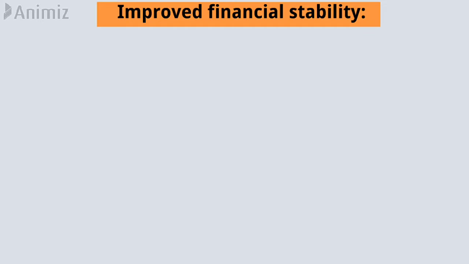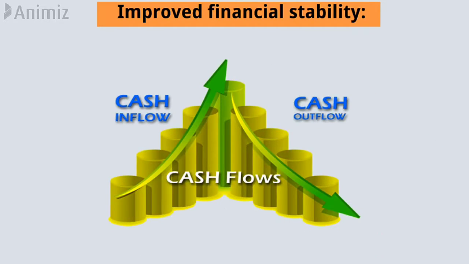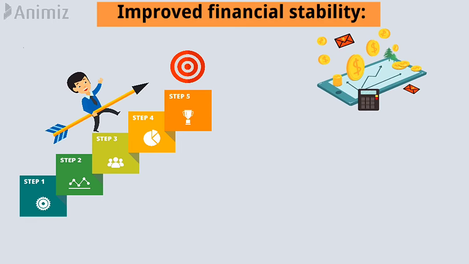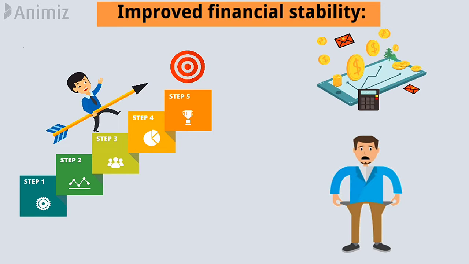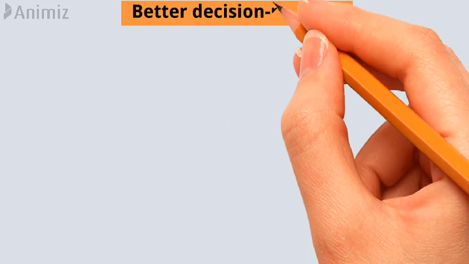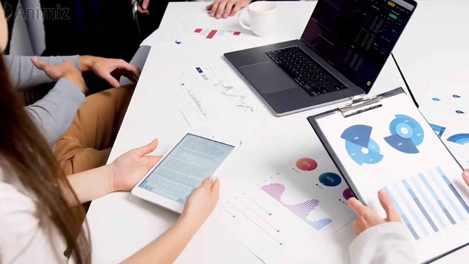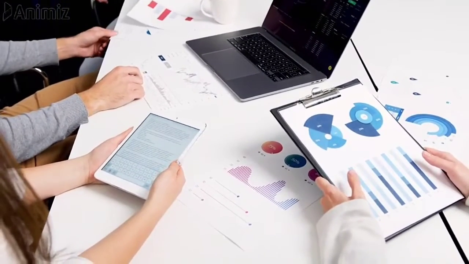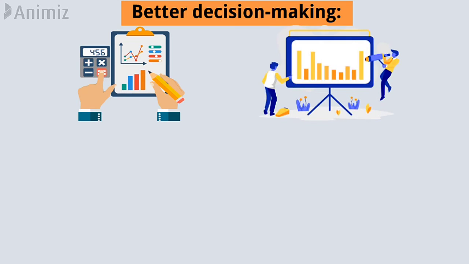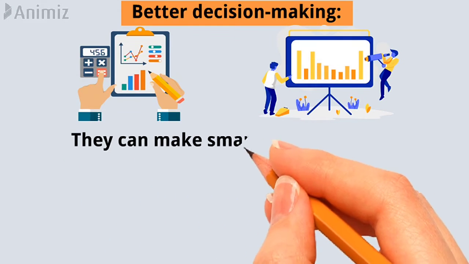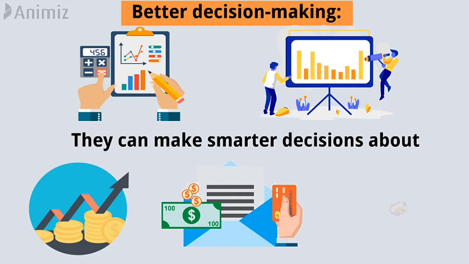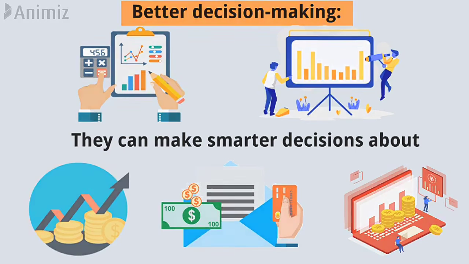By having a clear picture of their cash inflows and outflows, businesses can take proactive steps to manage their finances and avoid financial distress or even bankruptcy. Better decision-making. Cash flow management can provide businesses with the information they need to make more informed financial decisions. By understanding their cash position and forecasting future cash flows, they can make smarter decisions about investing in growth opportunities, managing expenses, and financing activities.